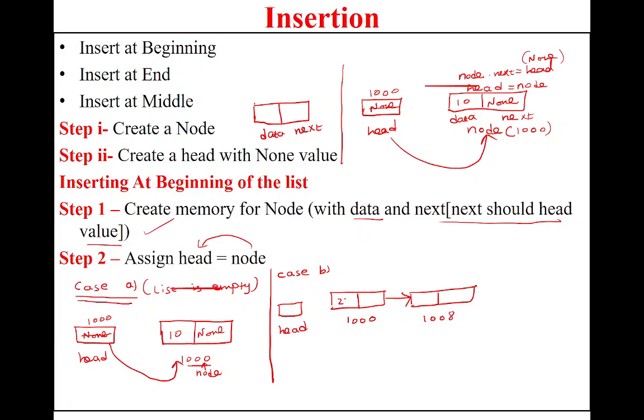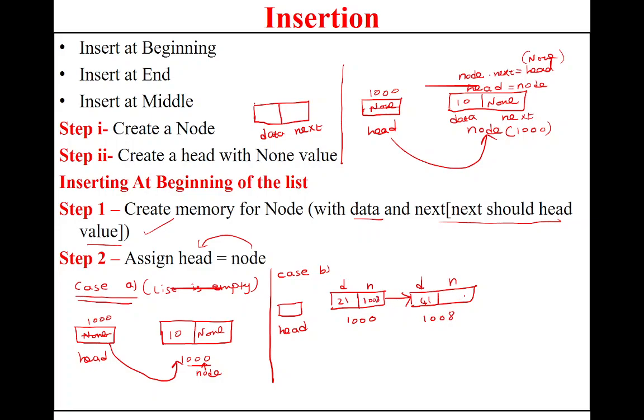Value is 21, 41. This is data, this is next. What will be the value over here? Address of the next node. What is the address of the next node? 1008. So 1008 will come.